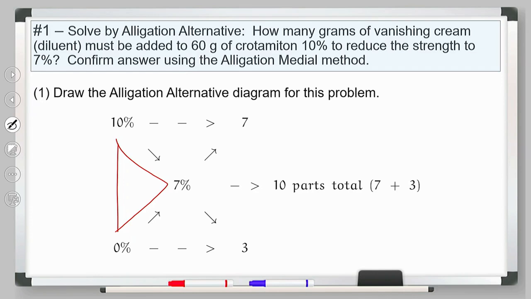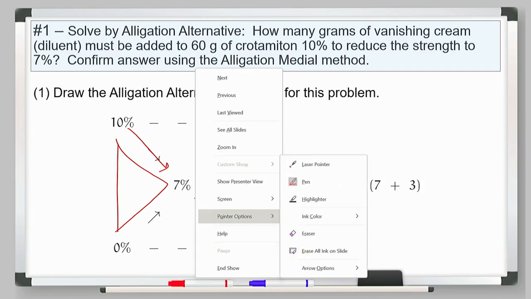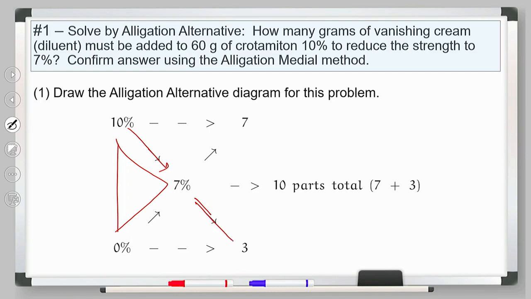Now what do we do with those numbers? Let's start with the 10%. Write an arrow going from the 10% down to the 7%, going down and to the right. Then make another arrow going down to where you're even with the 0%. So arrow, arrow, and what goes down here at the end of your arrows is a cross subtraction.